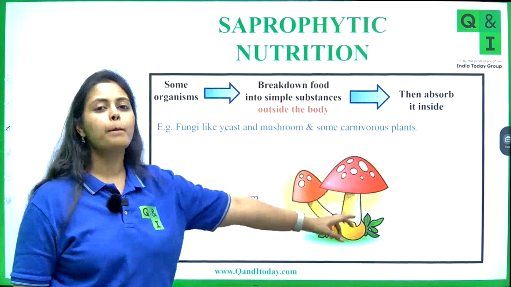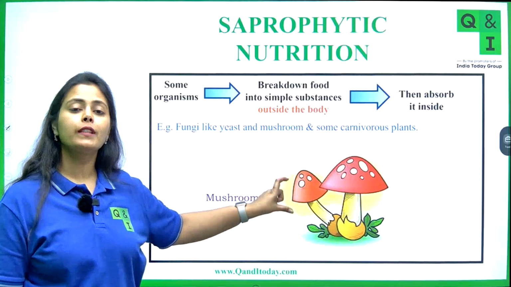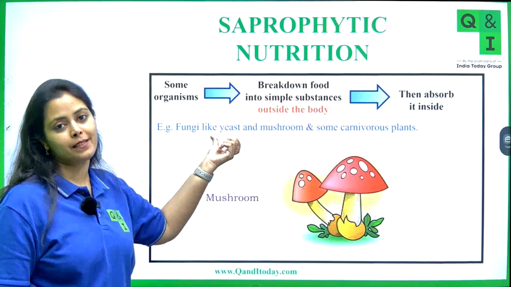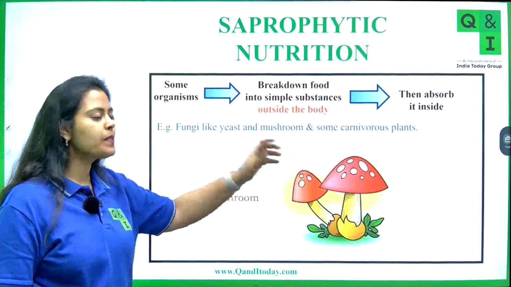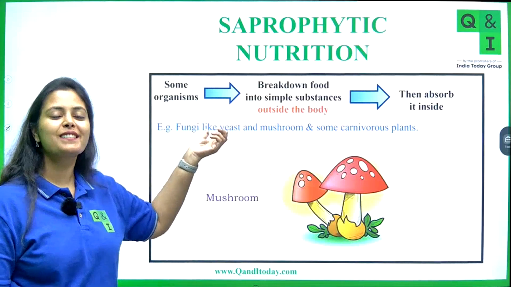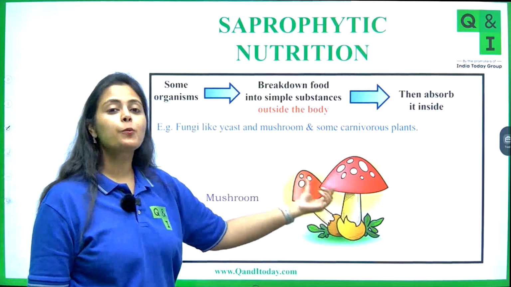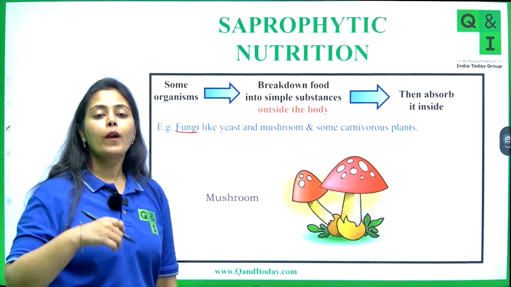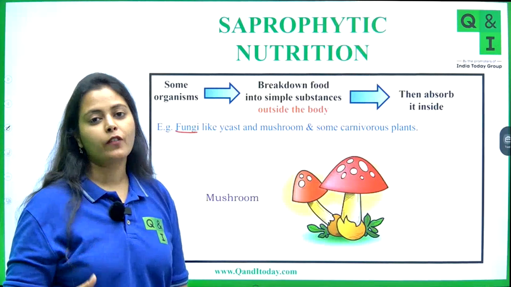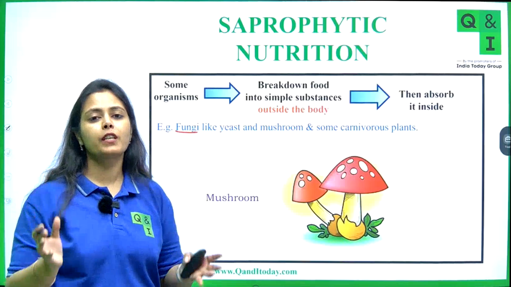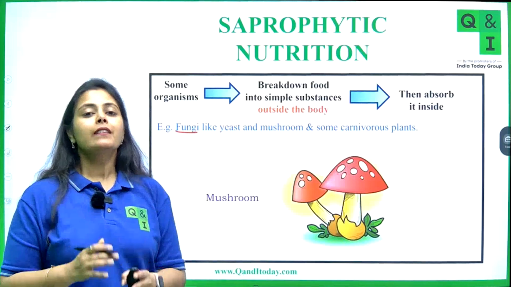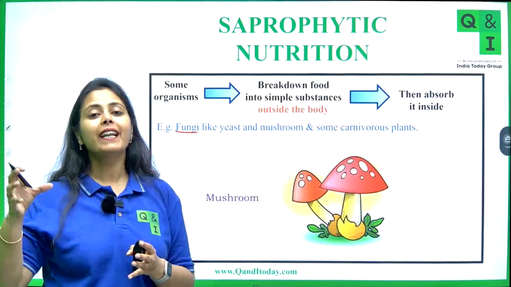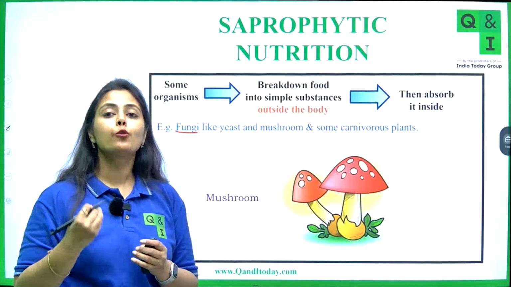So you can see mushroom. Sorry, mushroom is basically a type of fungi. Yeast is also a type of fungi. Mushroom is basically a type of fungi only. Whenever we cross the forests or walk down the streets through dense vegetation, we see that on dead and decaying matter, mushrooms grow.